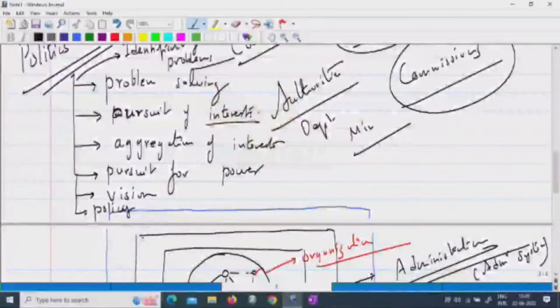answer. Ye kya ho raha hai? Disturbance ho raha hai na? Echo ho raha hai. Isme to problem hai. Why? Just a second.